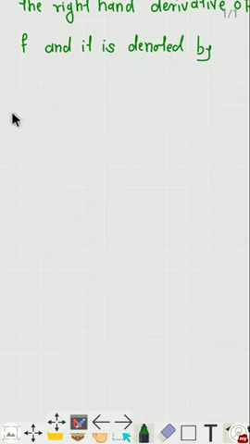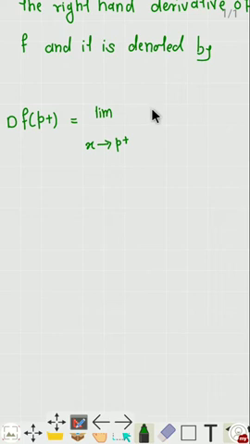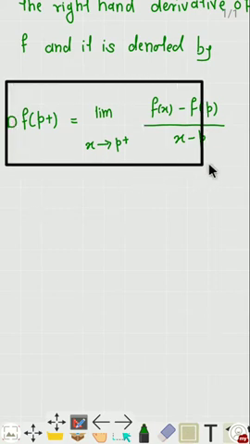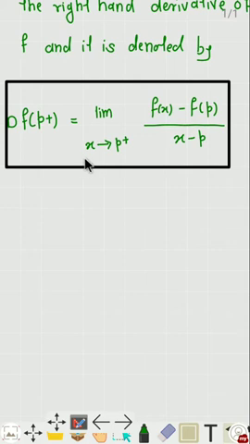this notation: derivative of f at p plus is equal to limit as x tends to p plus of f of x minus f of p, whole divided by x minus p. So this is the definition of the right hand derivative of a function at point p, and in this case x approaches p from the right hand side of p.